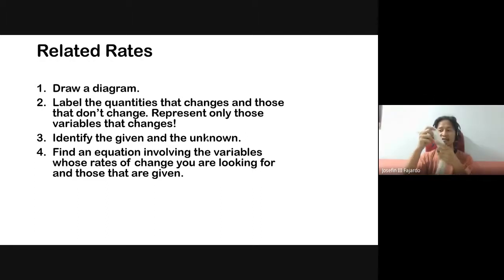So, kailangan nating i-consider kung ano yung pwede nating magamit na formula or equation that involving that height and the length, or rather the distance. Okay? So ano pwede natin gamitin dyan? So we can consider the Pythagorean theorem. Di ba? So there are other equations that you can also use.